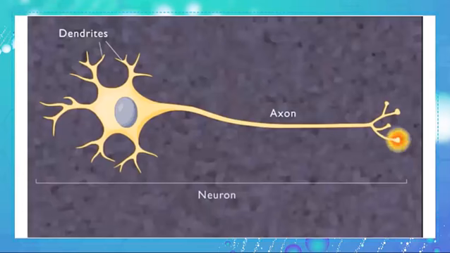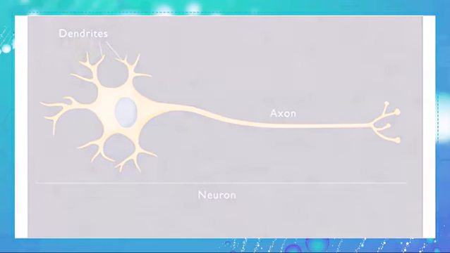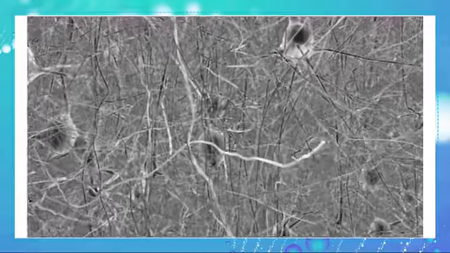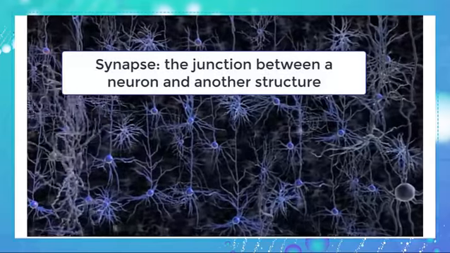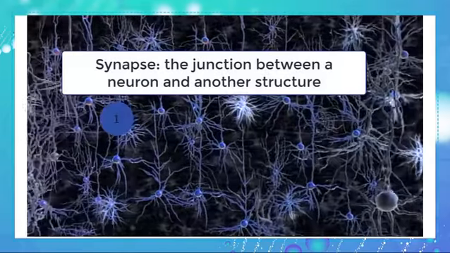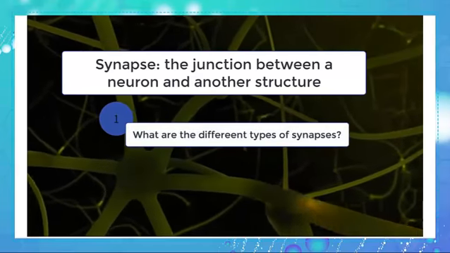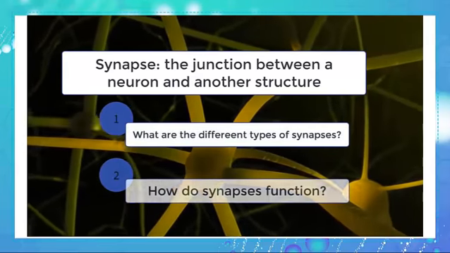What happens next? Actually, your nervous system is made up of a network of interconnected neurons. Every neuron makes connections with hundreds of other neurons. A neuron also makes connections with other body cells. The junction between the axon terminals of one neuron and another structure, whether another neuron or any other body cell, is called the synapse. In this document, you are going to learn first about the different types of synapses and then about the function of these synapses.